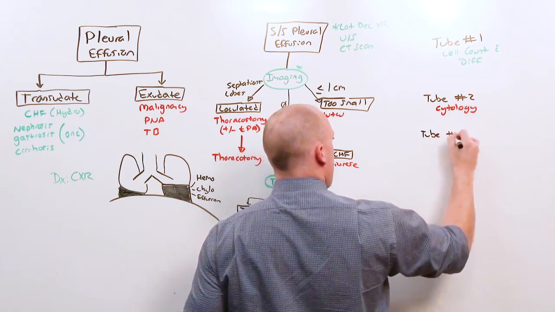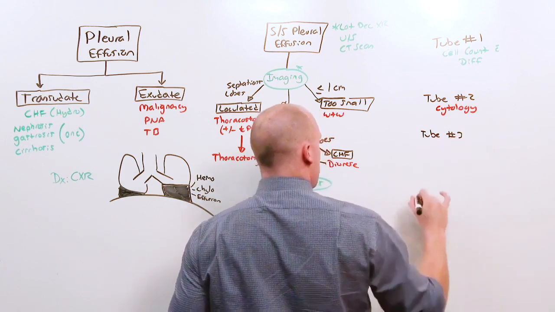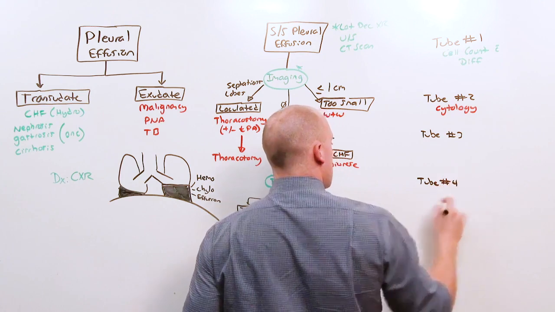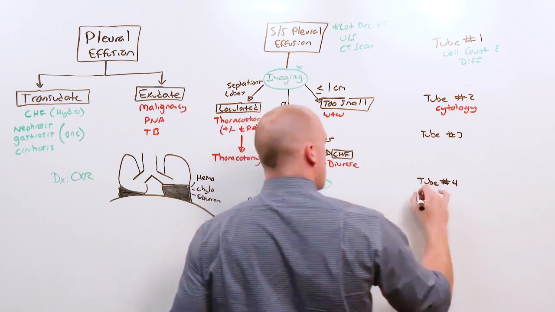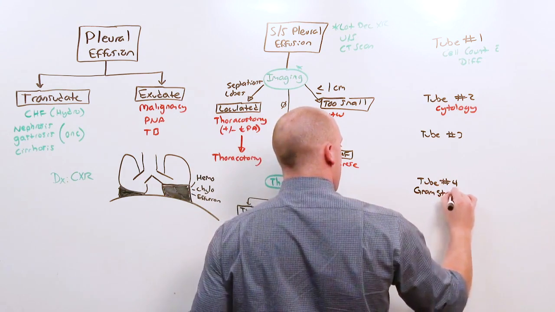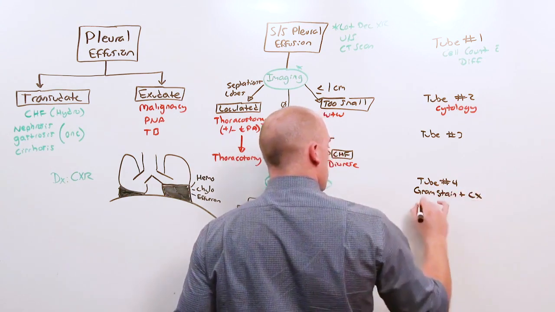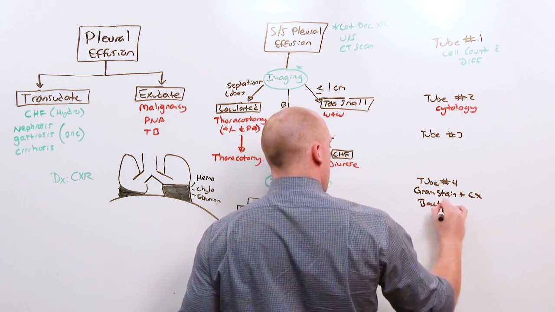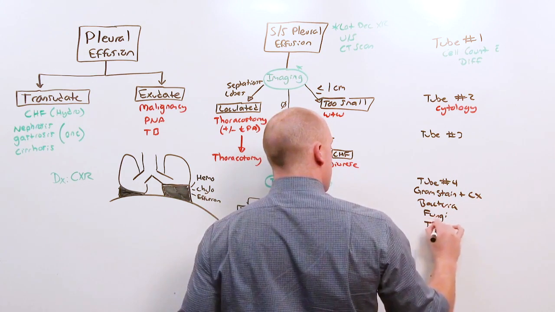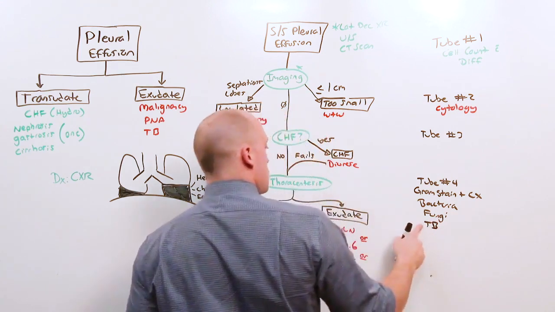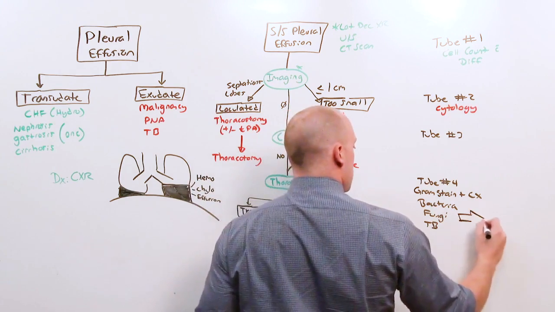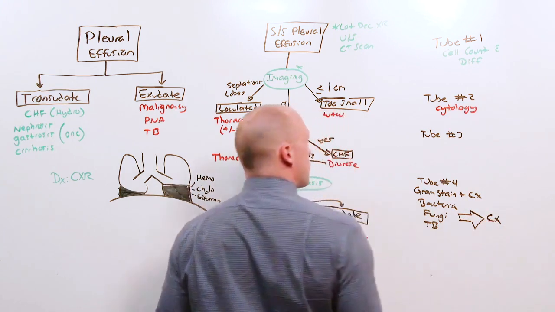Tube number 3 is the fun stuff. Let's hang on to that one. And tube number 4 is actually a blood culture bottle that you inoculate at the bedside. What you're sending for is gram stain and culture. And of course, you're looking for bacteria, fungi, and TB. You can start off with the AFB smear, fungal smear, bacterial gram stain, and then you wait for the culture to grow.